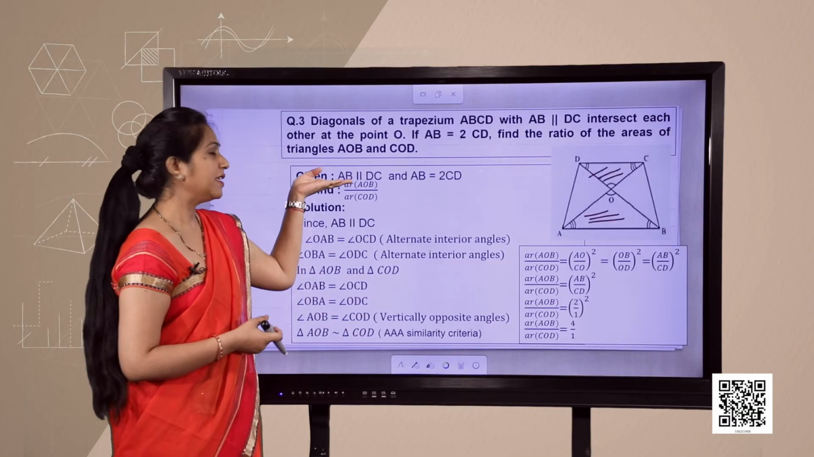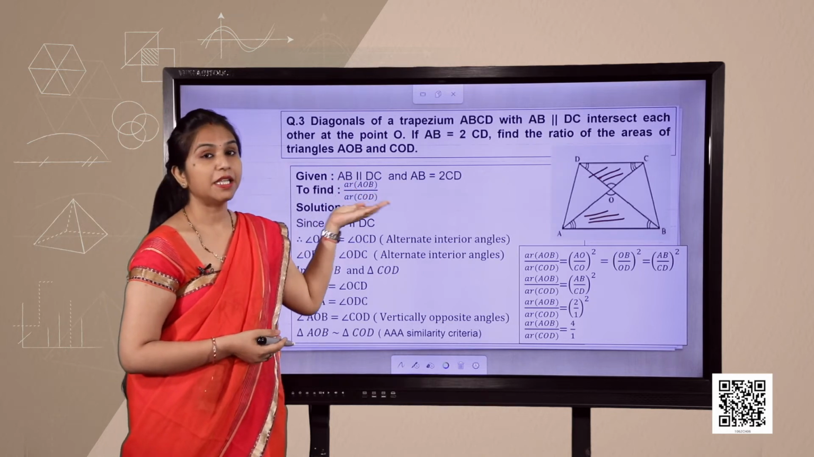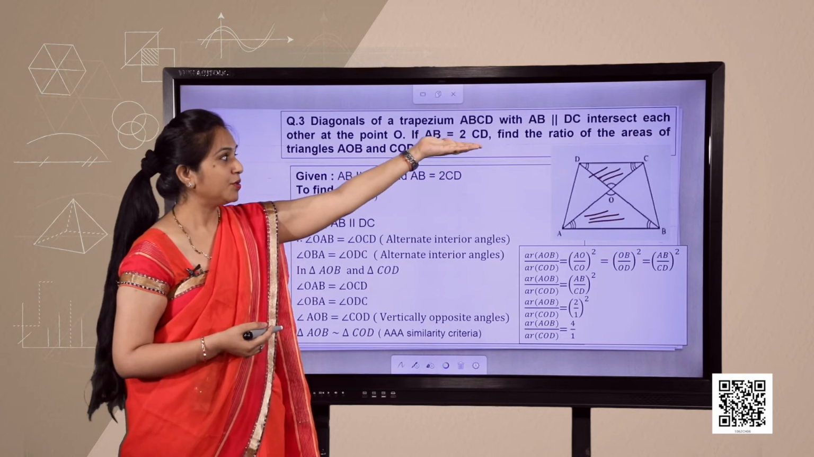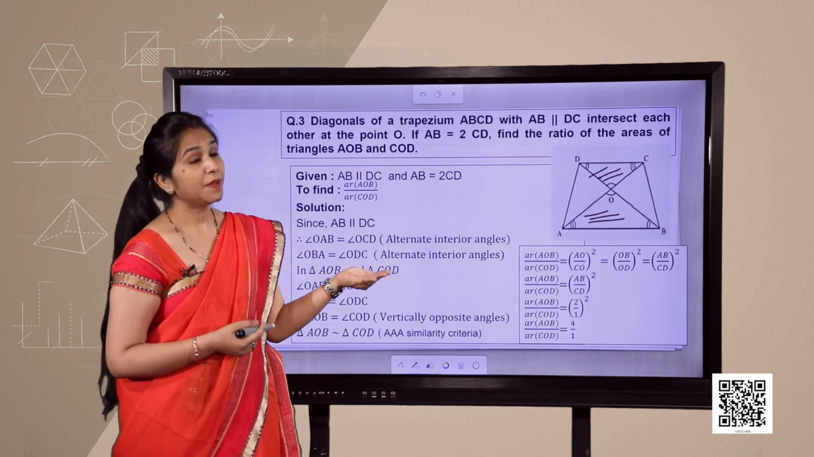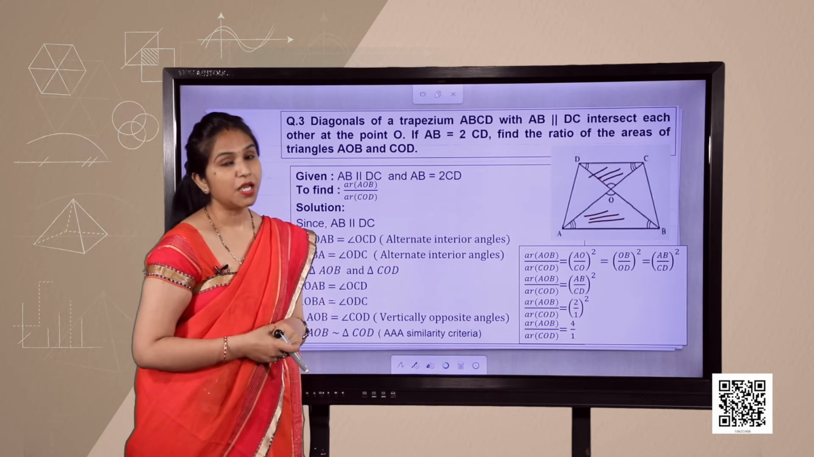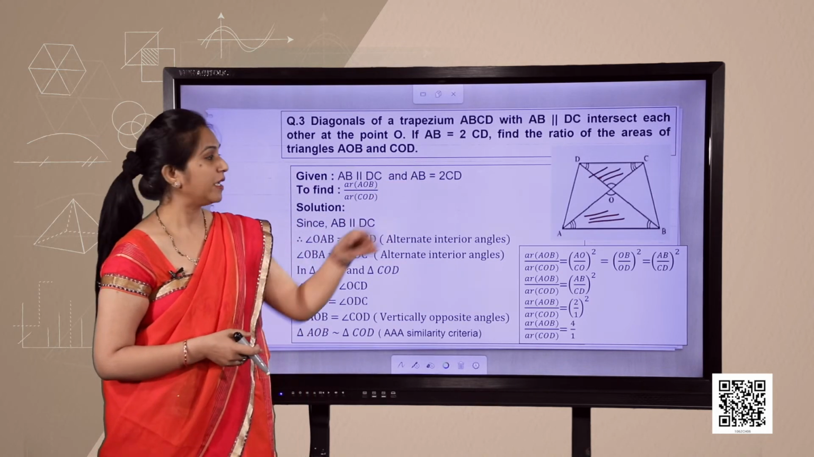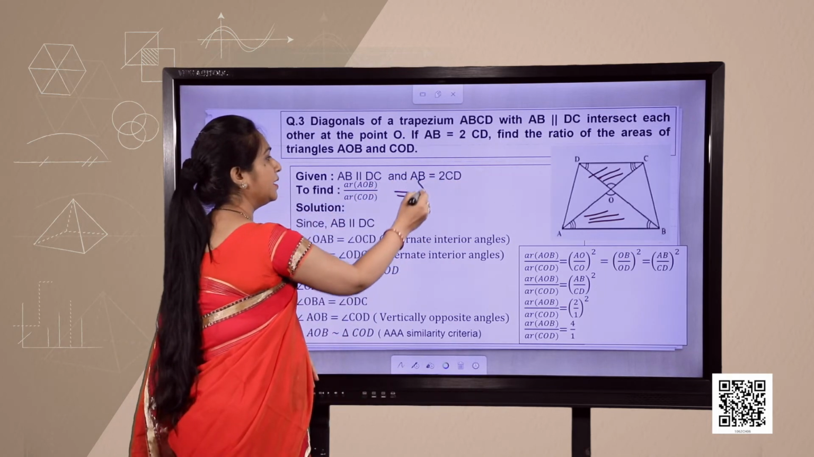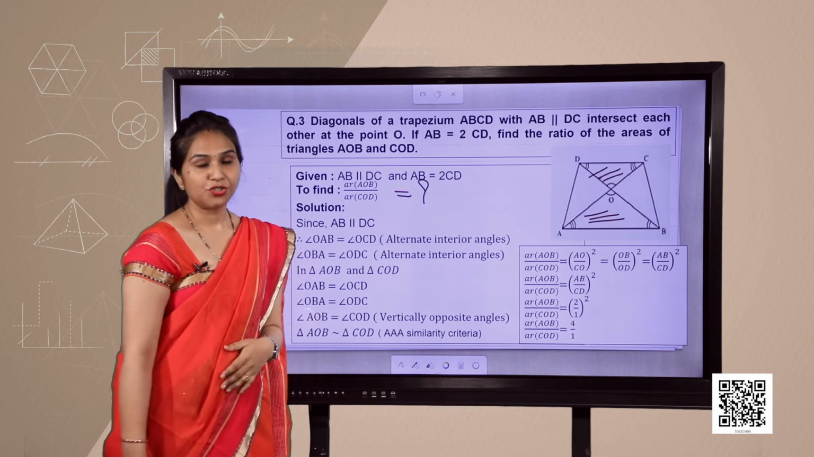So, again the things which are given to you: ABCD is a trapezium in which line AB is parallel to DC. Another thing, AB is also twice of CD. So, you will write down in the given things, to find area of AOB upon area of COD. This you need to calculate. Now, let us start the solution, children.